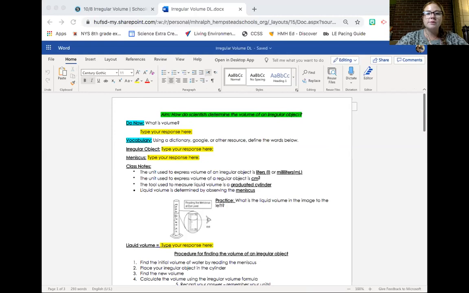Okay, so the unit used to express volume of a liquid is liters or milliliters. The unit used to express volume of an irregular object is centimeters cubed. The tool used to measure liquid is the graduated cylinder to measure liquid volume.